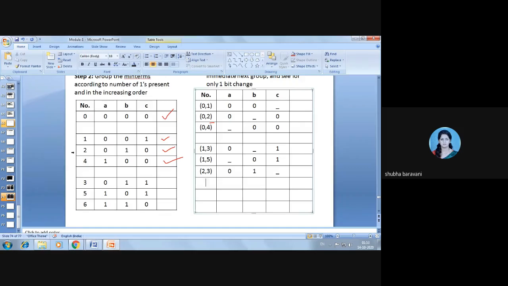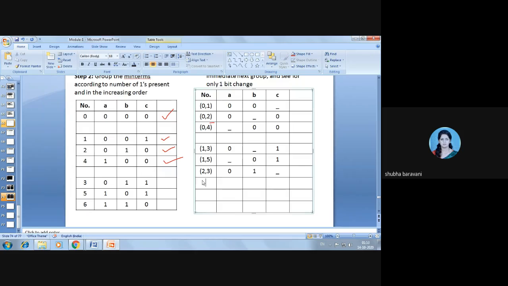Now comparing 2 with 5. A is 0 to 1. See, 2 with 5, if you want to do, A is changing its state from 0 to 1 and B is also changing from 1 to 0. So I cannot write 2 comma 5 here. I cannot compare 2 and 5.